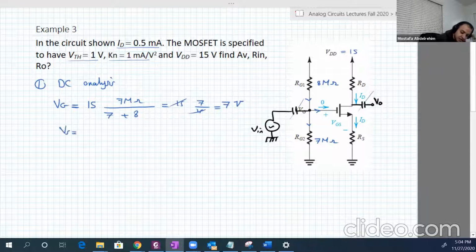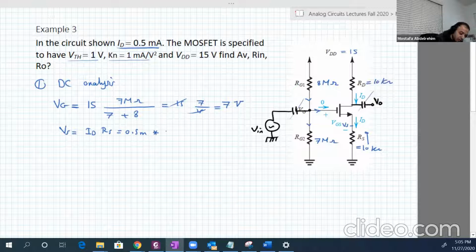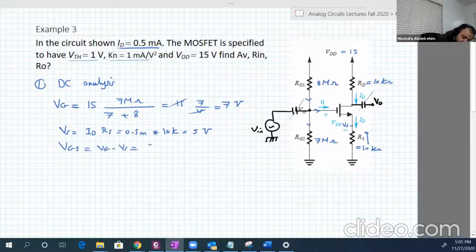And VS, the voltage at that point, is basically the voltage across the resistance. And remember, we know the current. The current is given, ID is half milliampere. So VS is equal to ID RS. So it's equal to half milliampere multiplied by RS, which is 10 kilo ohms. I forgot to put it. And also RD is 10 kilo ohms. So half multiplied by 10 kilo, it will be 5 volt. So VGS, which is VG minus VS, is 7 minus 5, which is 2 volt.